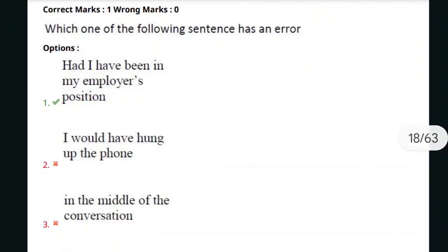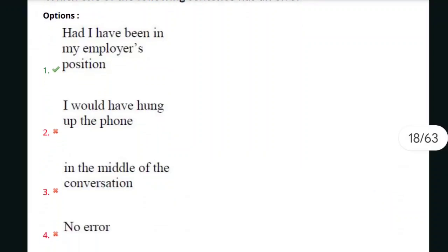Which of the following sentence has an error? Had I have been in my employer's position, I would have hung up the phone in the middle of the conversation. Here the error is in first option, had I have been in my employer's position. And the correct answer here is first option. The error we can find in the first sentence. And the correct sentence to be used here is, had I been in my employer's position.